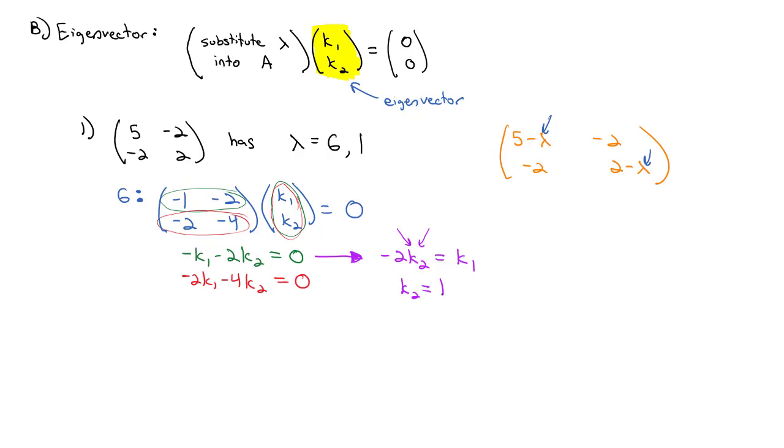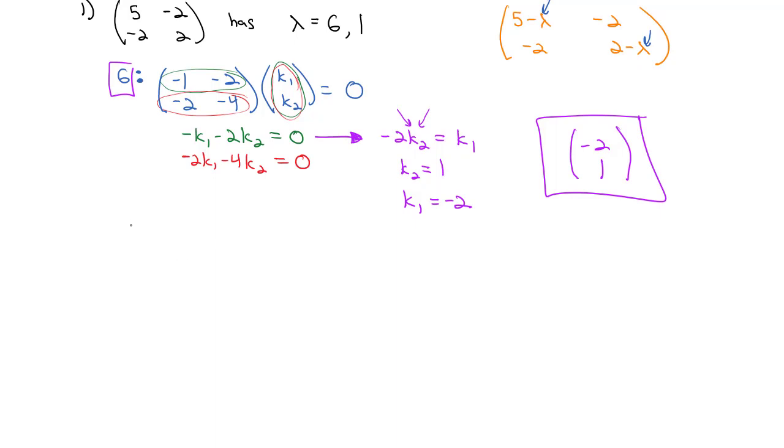Unless there's a fraction, then we can pick a number that makes the fraction divide out, so we don't have a fraction anymore. But if k2 was equal to 1, we would solve for k1 by doing -2 times k2. -2 times 1 is -2. And so now my eigenvector is k1, k2, -2, 1. That is the eigenvector that goes with the eigenvalue of 6.